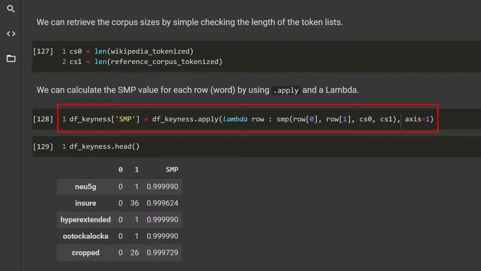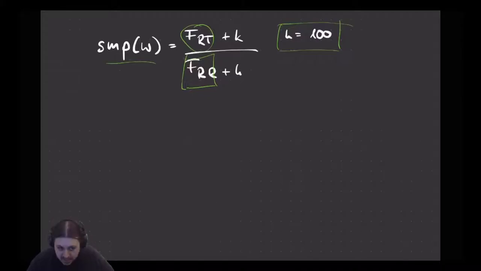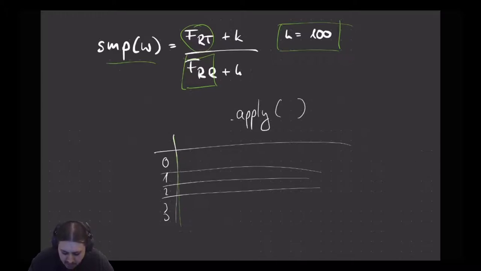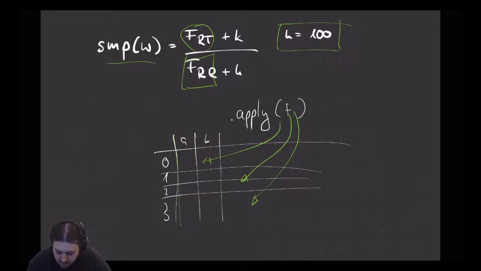The apply method basically runs this function for each row in our data. So let's say we have a data table that looks something like this, and then we have rows, so 0, 1, 2, 3, let's say. And now if we run apply like this, we can put in a function here, and then this function will be applied to all rows, one after the other. And what we do with this lambda function is, let's say we also have columns, A and B. Using this lambda function, we can access these columns while we are running the function.